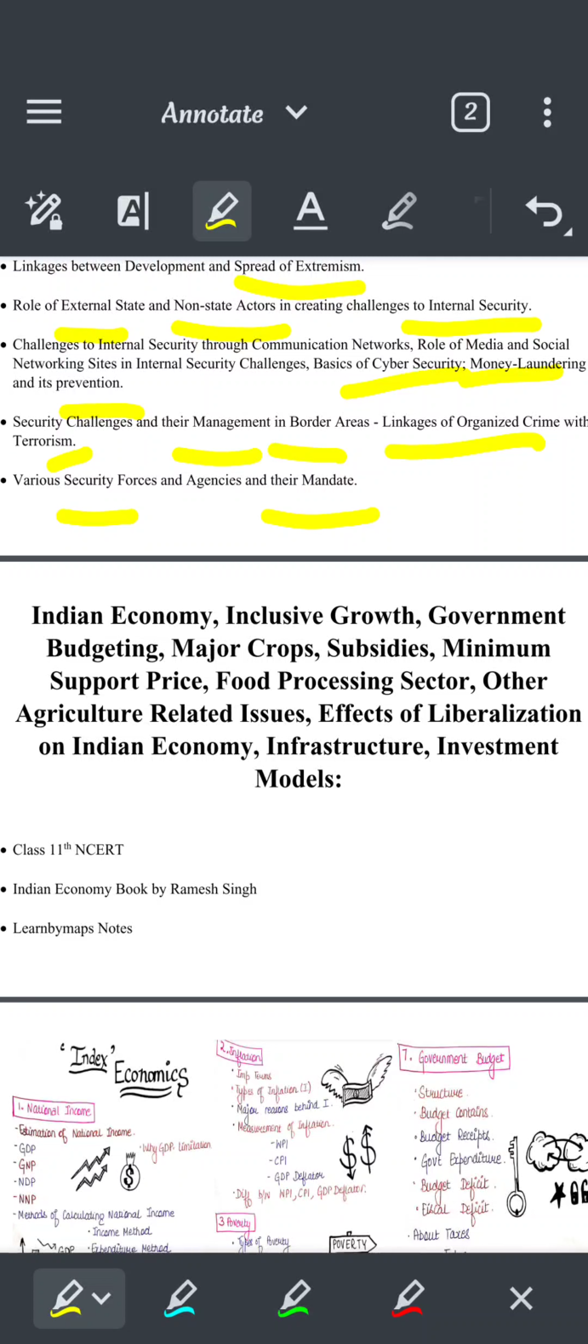For the basics, you can refer to the class 11th NCERTs for clearing the basics, and also the Indian economy book by Ramesh Singh, you can refer to that. And apart from that, if you are not able to understand some complex topics from the standard sources, then you can also refer to the Learnbymaps notes prepared by the Simran IAS Academy.